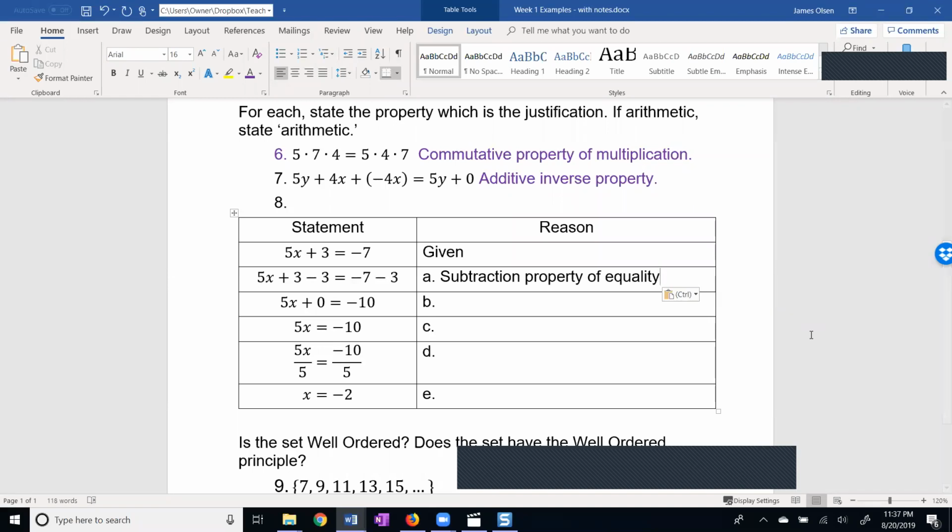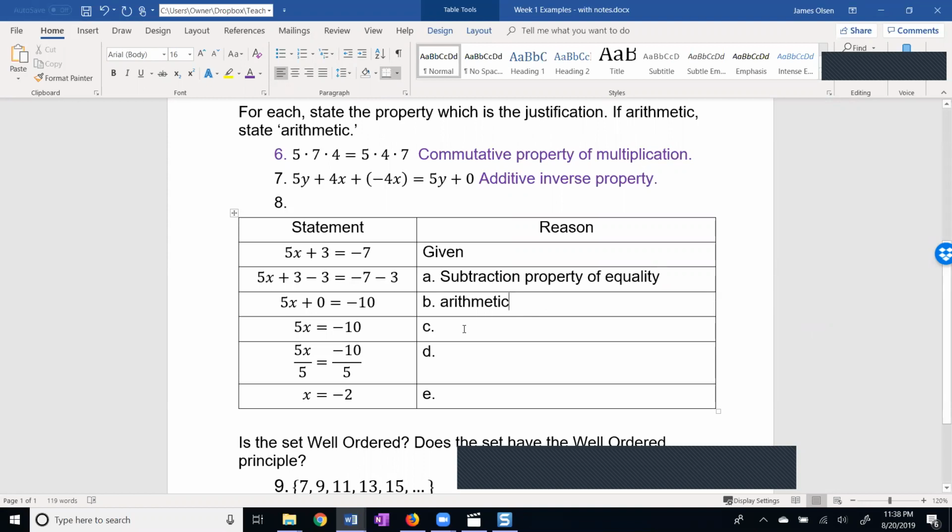Now, in the next line, 3 minus 3 is being replaced by 0, and negative 7 minus 3 is being replaced by negative 10. This is arithmetic. Now, on the left-hand side, 3 minus 3, we could argue that that's additive inverse, but let's just put arithmetic.